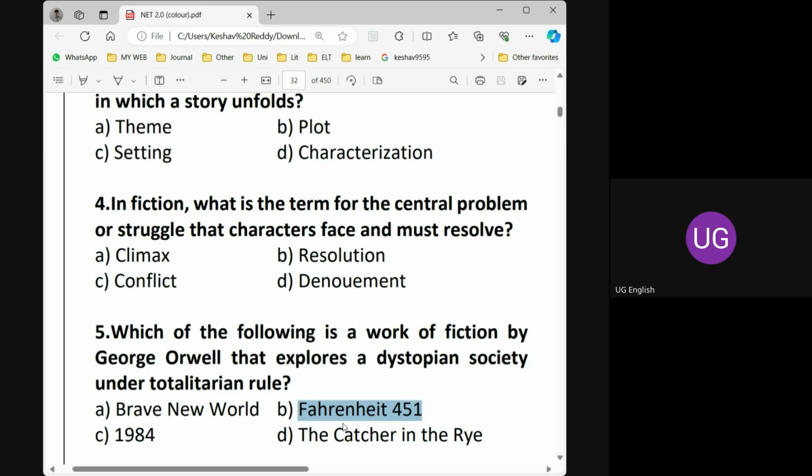The title was taken from this 451 degrees because 451 degrees is the temperature at which paper gets burned automatically. The paper catches fire automatically, the auto-burning temperature. So this is not by George Orwell, and 1984 is the right answer.